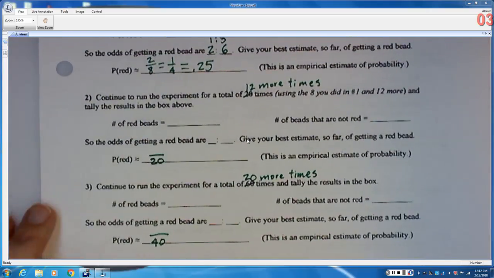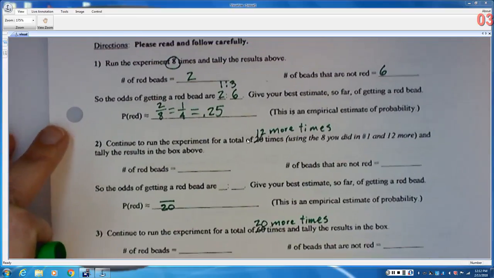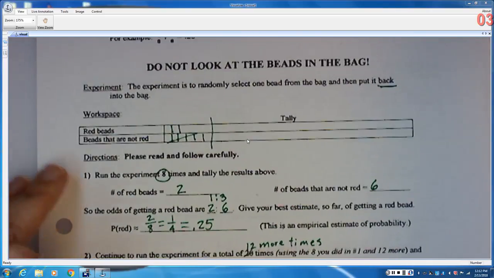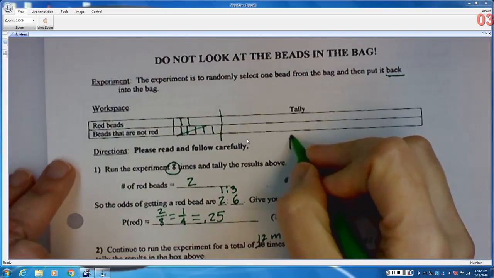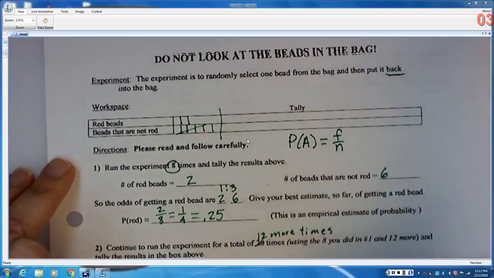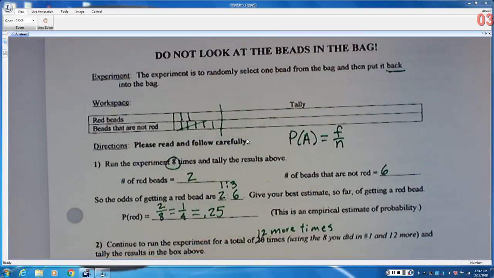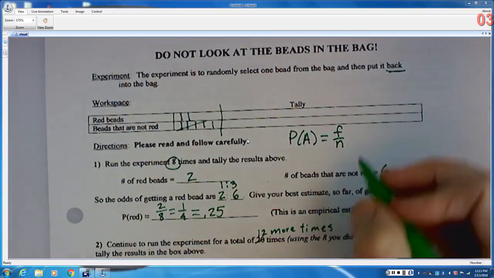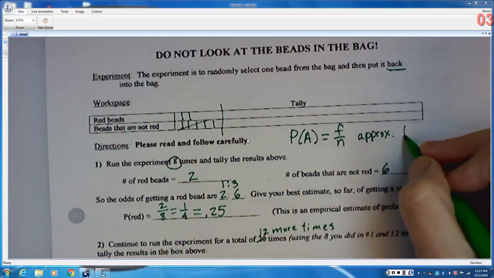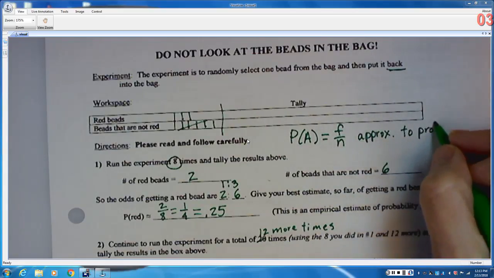And what you're doing is you don't know the sample space. You haven't taken the beads out and counted how many red beads are here. So you're doing the probability of event A is frequency over n. Sometimes we don't know our sample space, so we can use frequency over n as an approximation to probability.